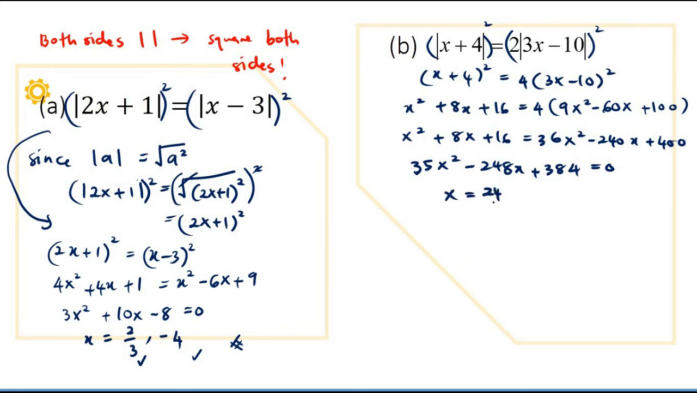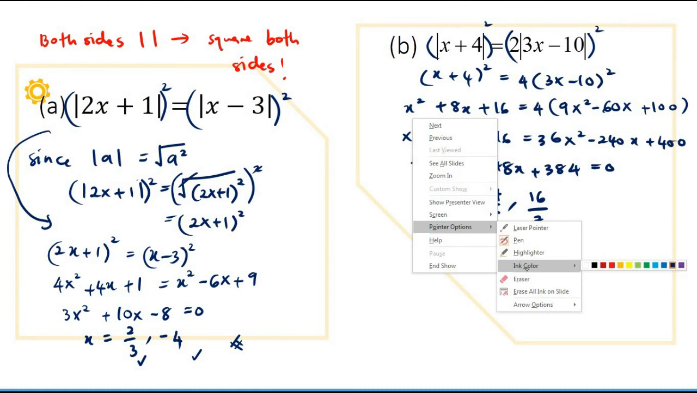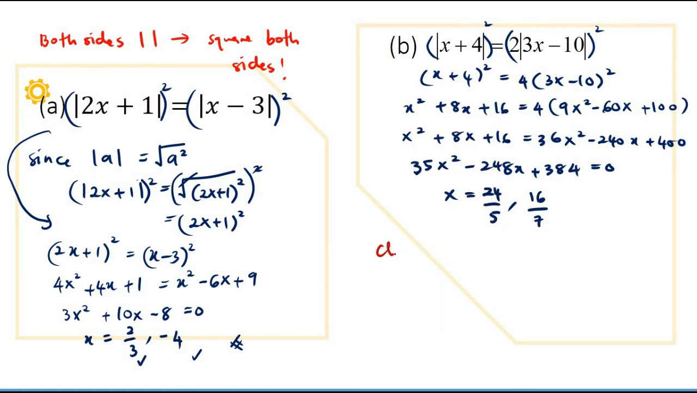So eventually our x is 24 over 5 as well as 16 over 7. Still as usual, we have to recheck whether each answer satisfies the equation from the left hand side and right hand side. So if x equals 24 over 5, the left hand side is equal to 44 over 5, as well as on the right hand side, it should also be 44 over 5. So they are equal. That's why we accept 24 over 5.